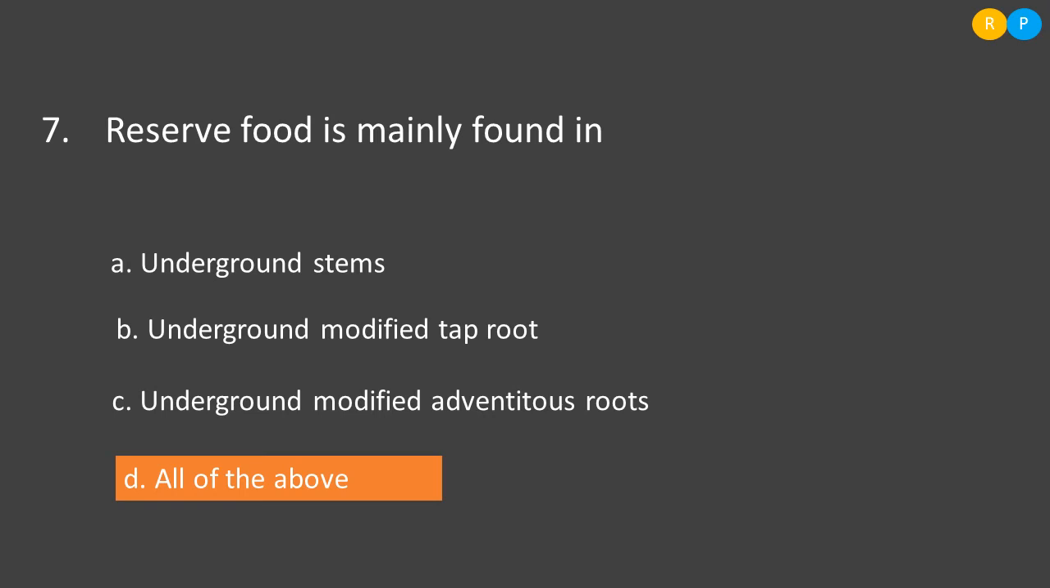Then option C, underground modified adventitious roots. So in some of the plants we can see adventitious roots also get modified for the storage of food material. Clear? So all these options we have seen, that means option A till C, are all modified different parts of the plant for storage of food material. Then option D, all of these. So the correct one is option D.